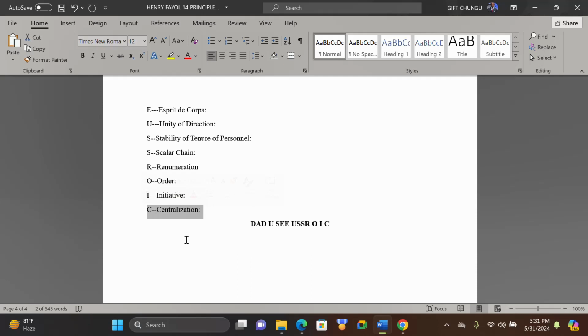So centralization, what Fayol is trying to tell us is that as you are making decisions, decisions are supposed to come from managers, from the superiors. That is where decision making and some of the rules and laws are supposed to come from. That is what we are looking at.